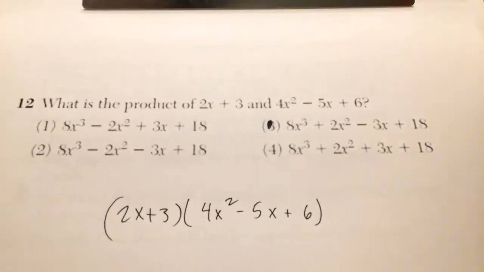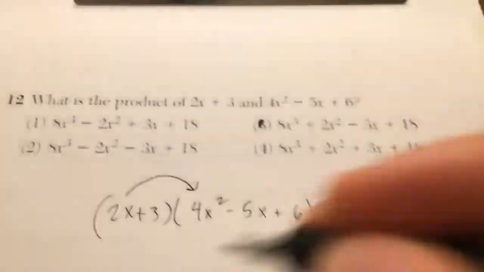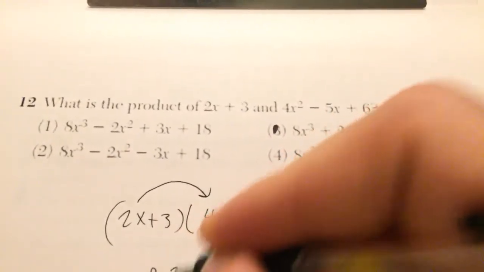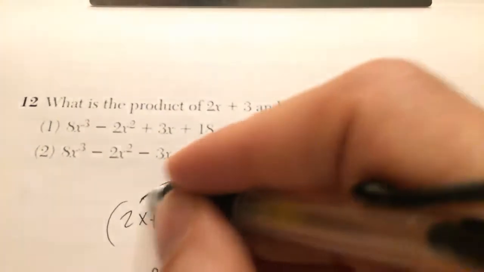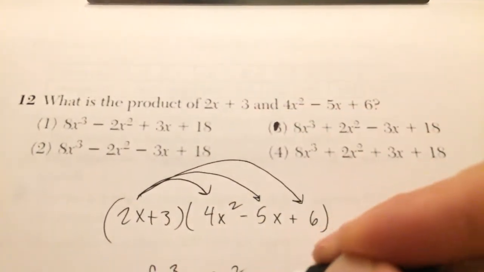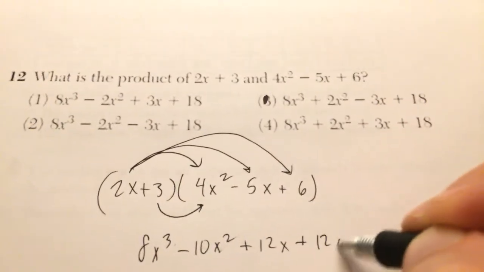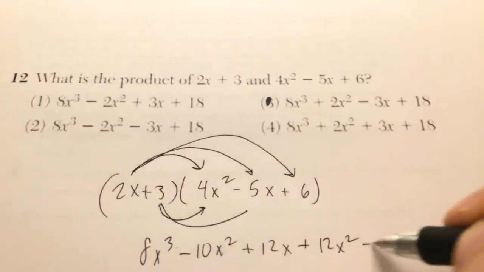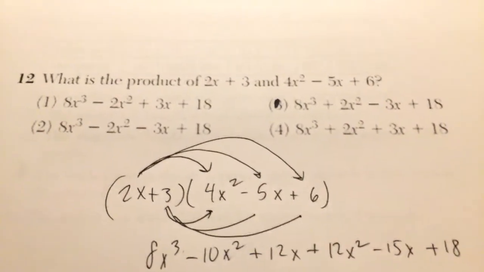Number 12, what is the product of this binomial times trinomial? I do 2x times 4x squared. I get 8x to the third. 2x times this, I get minus 10x squared. 2x times this term, I'm going to get plus 12x. Now I have to do this one times all of them, and I say plus 12x squared. I say minus 15x, and then I say plus 18.